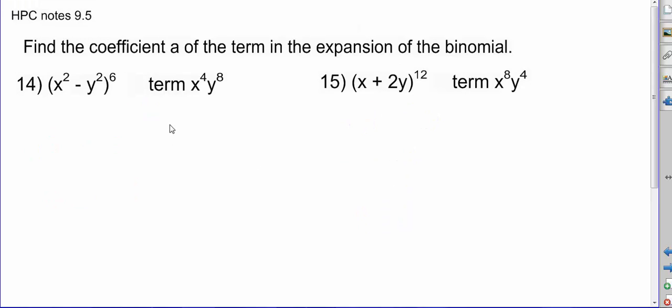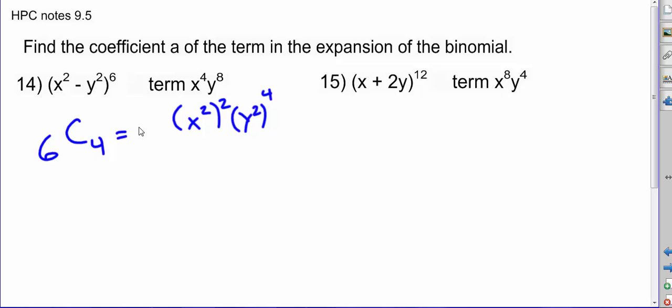One more slightly different way we can look at this would be like these last two. We're going to find the coefficient of the term given. So this is x to the 4th, y to the 8th. Now notice inside the groupings though, so I'm going to actually think of it as this term. This is x squared squared and y squared to the 4th. So what we're going to do here is 6c4. Again, coming from that second value, 6c4 is just simply 15.